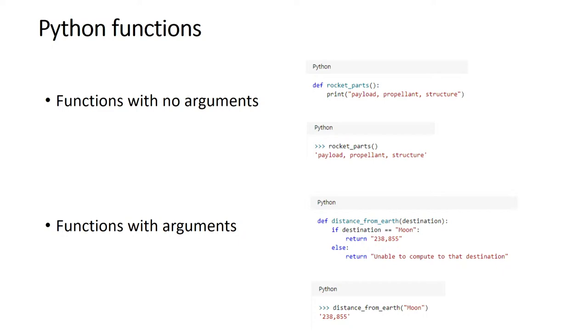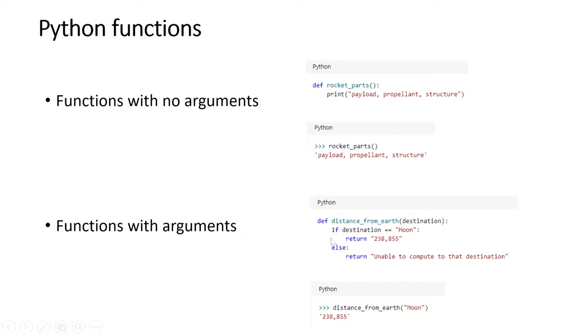Now functions can take some arguments as well. So this rocket parts function was not taking any arguments. Now suppose you want to define a function which takes arguments, you can define it in a similar way. The only thing is that inside the parentheses you pass the arguments which it expects or takes. Like here it is taking an argument called destination.